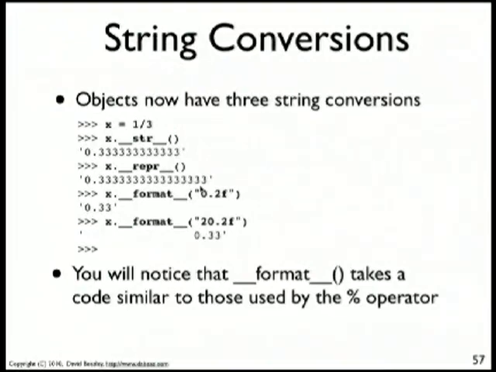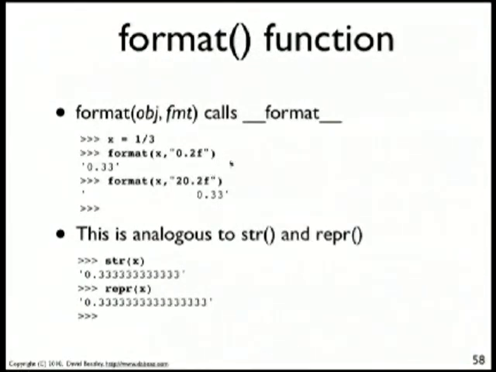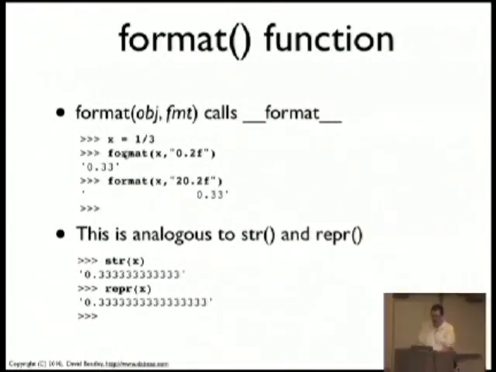What's happening here is this format is essentially taking the same kinds of codes that the % operator normally works with. So there is this new special method that Python 3 gives you. And to go along with that, there's a new built-in function called format, where you can say format x as 0.2f, and it will create a formatted string that does that. This is a partner to the str and repr functions. So str makes a string, repr makes the representation, and format now makes a formatted string value.